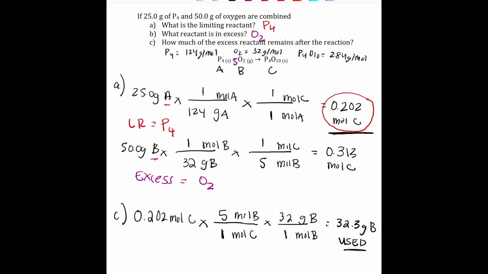So if we want to find what's left over, since that's what the question's asking for, how much was in excess, we're going to have to take our original minus our used. We start off with 50 grams. We used 32.3 grams. That's going to come out to 17.7 grams that is left over of our oxygen. That's how much oxygen is in excess.